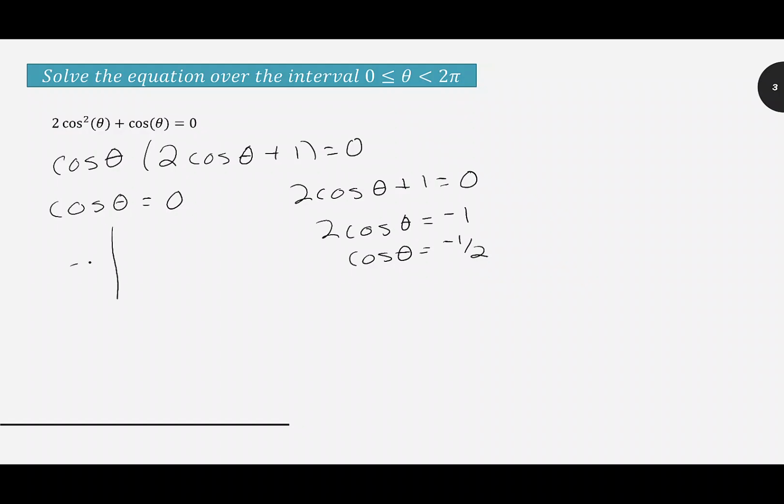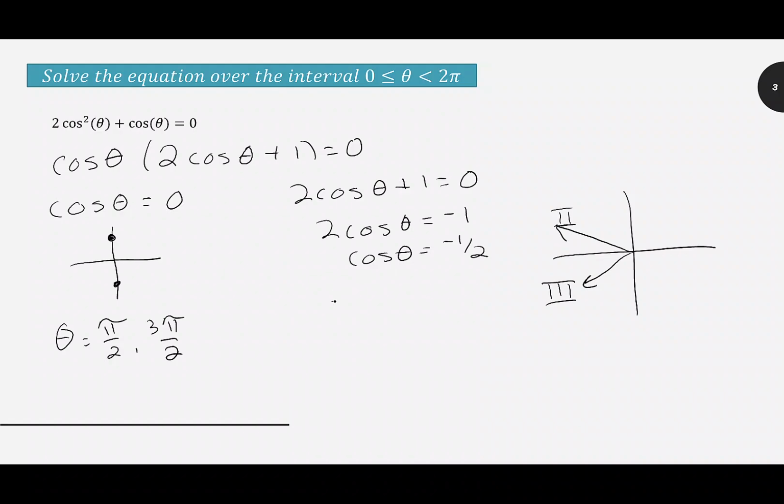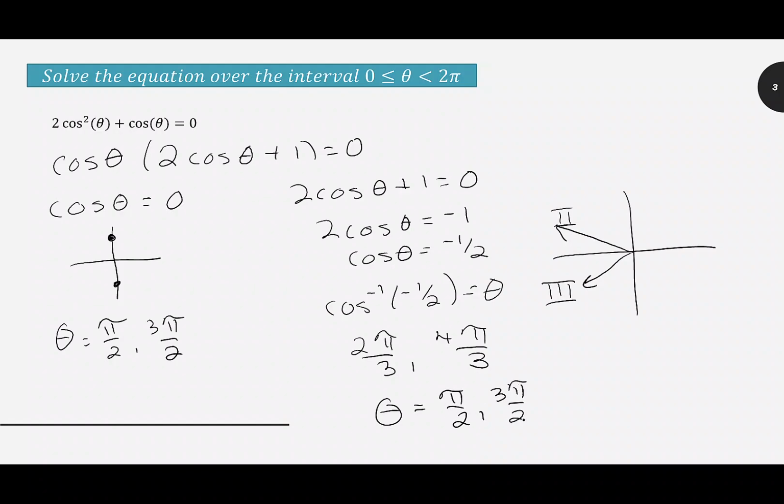Cosine of theta is equal to 0 at pi over 2 and 3 pi over 2. Cosine of theta is negative in both quadrants 2 and quadrant 3. This tells me I have two values of theta when I find the cosine inverse of negative 1/2. Cosine has a value of negative 1/2 at 2 pi over 3 and at 4 pi over 3. So once again, I have four solutions. I have pi over 2, I have 3 pi over 2, I have 2 pi over 3, and 4 pi over 3.